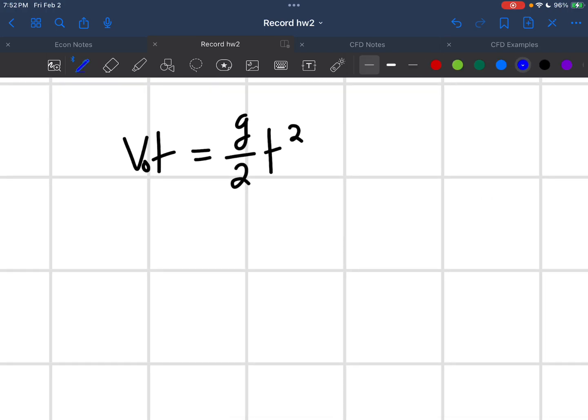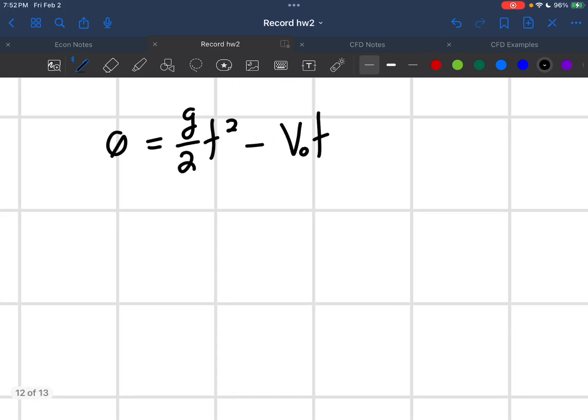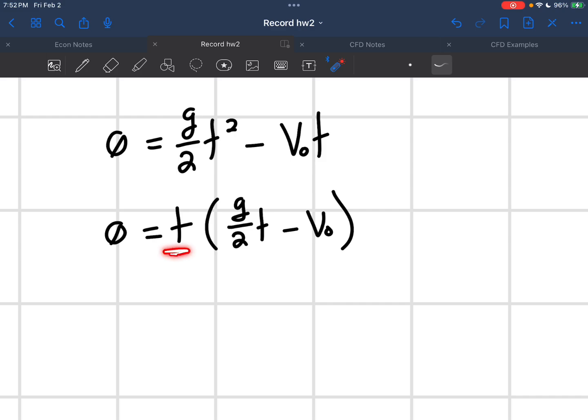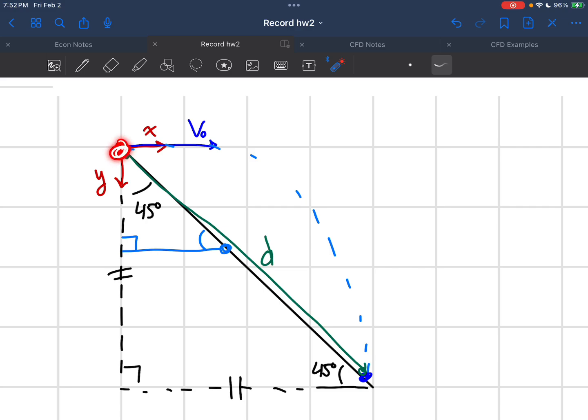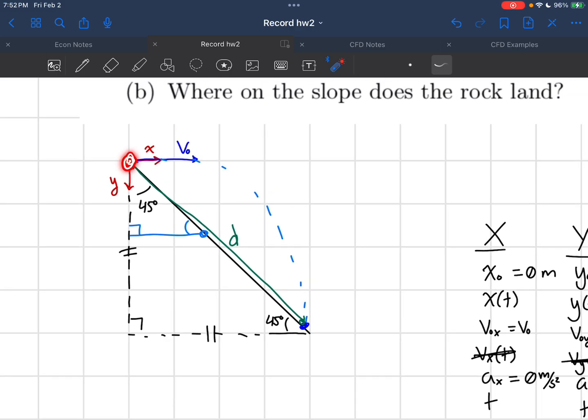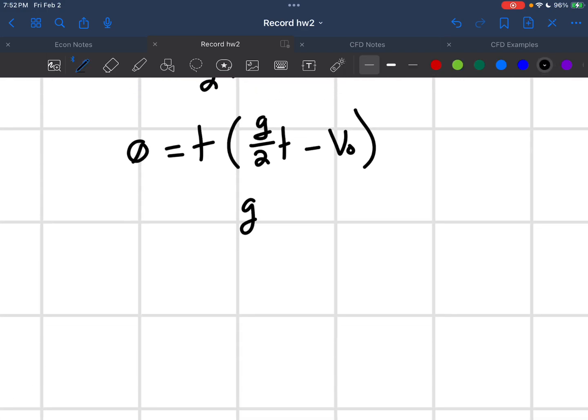Now, to solve this one, I'm going to subtract v naught t from both sides, so I get everything on one side. So I'll get 0 equals g over 2 t squared minus v naught t. And we have ourselves another quadratic, so I'm going to factor out t, which will leave me with g over 2 t minus v naught. And again, we see that t equals 0 is one of our factors, which again makes sense because it starts on the slope. It starts when x equals y because they both equal 0. So that's not our interesting solution. Our interesting solution is going to be what we get from the other one.